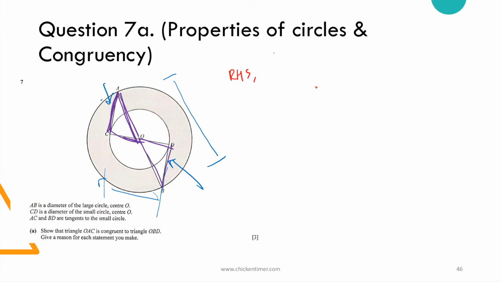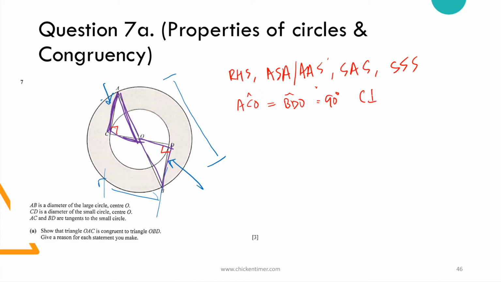We know there are many ways to do it. You have the RHS, the SAS, or the SSS. So we have to see what kind of information is given by the question. We know AC and BD are tangents, so we know that this angle is a right angle. So angle ACO equals angle BDO equals 90 degrees, because tangent is perpendicular to radius.